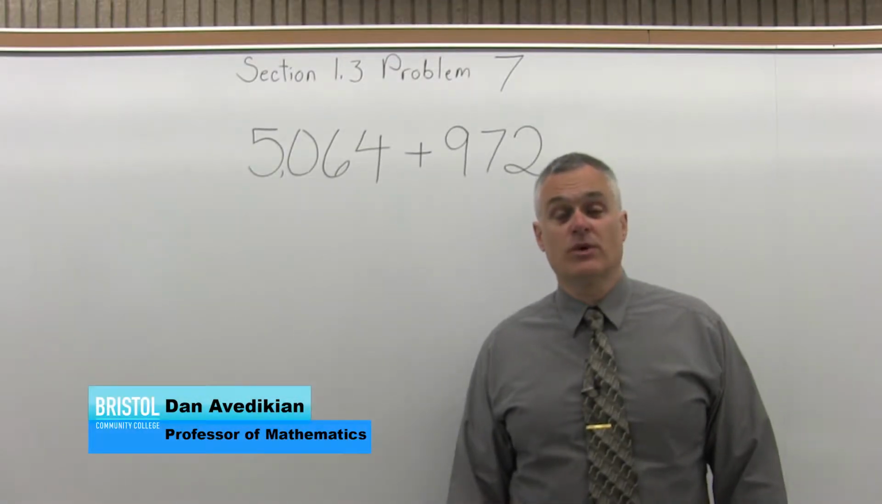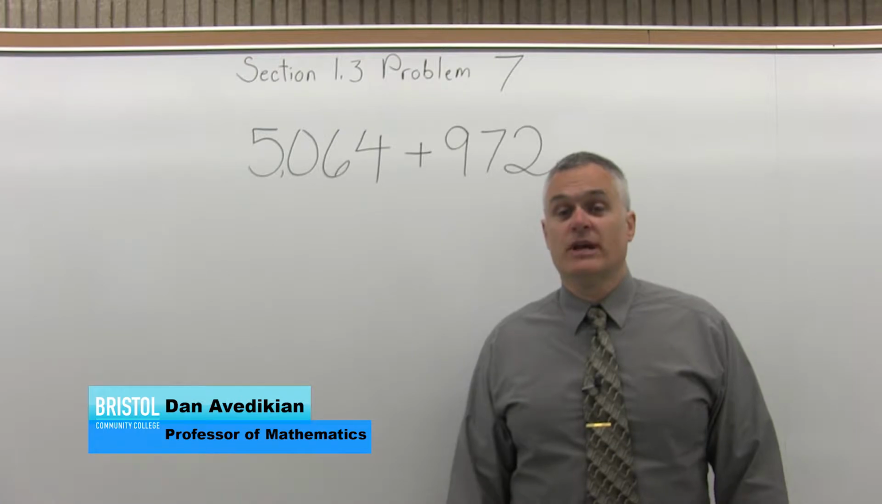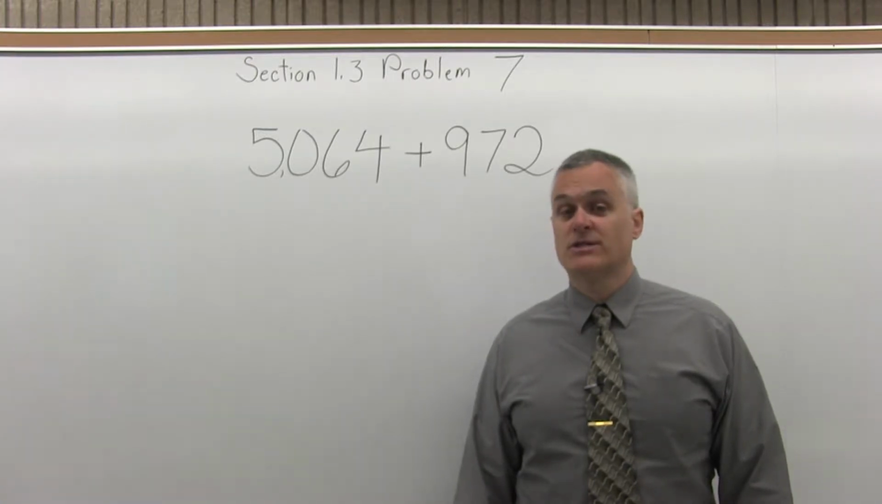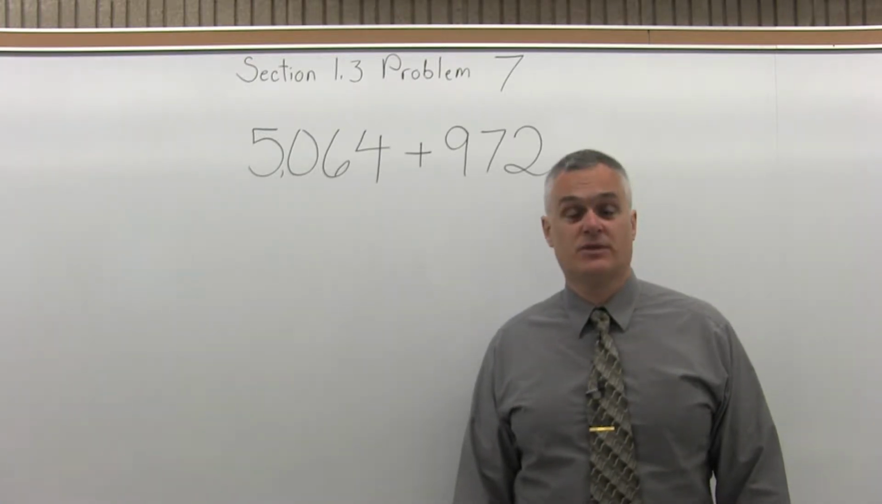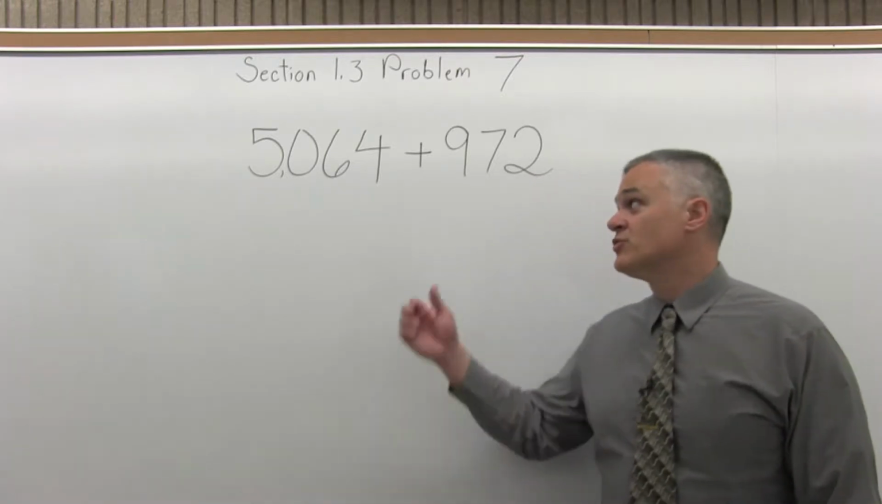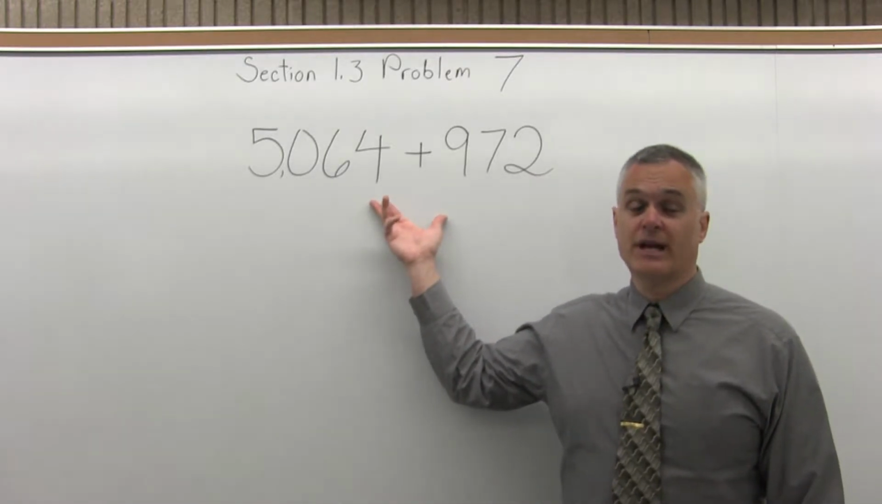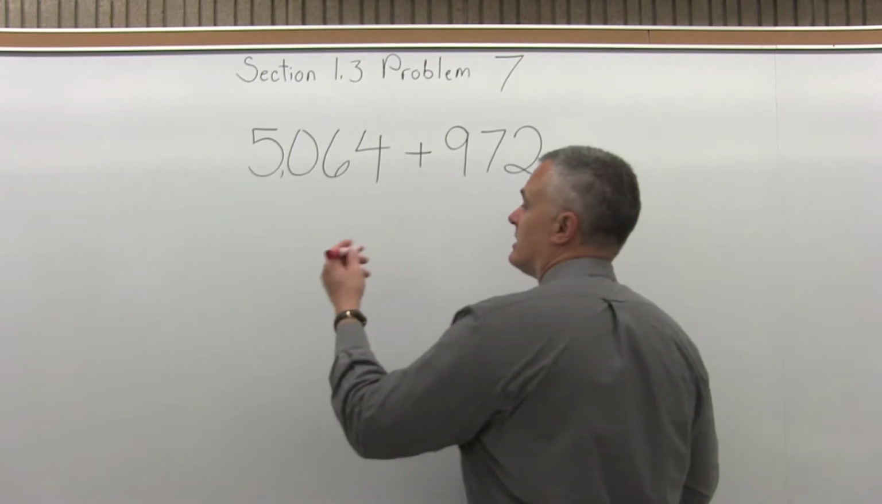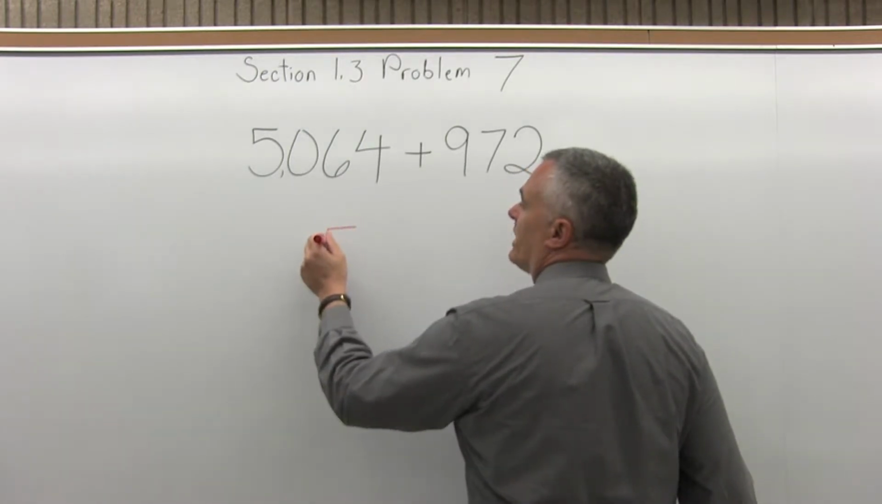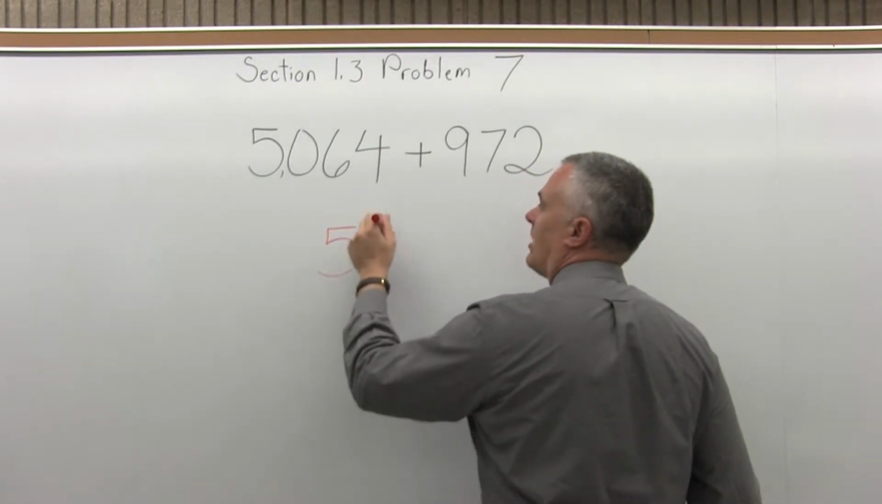This is Section 1.3, Problem 7. We have to add the numbers 5,064 plus 972. Now the way the problem is written, it's going across or horizontally. I prefer to add vertically, so I will take a minute to just rewrite the problem so it's vertical or up and down.